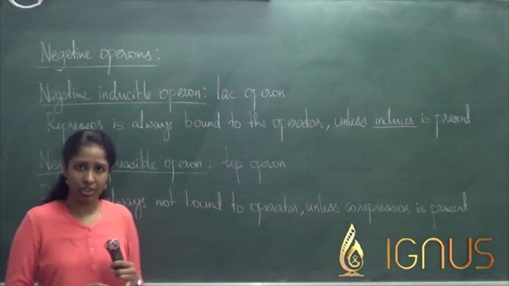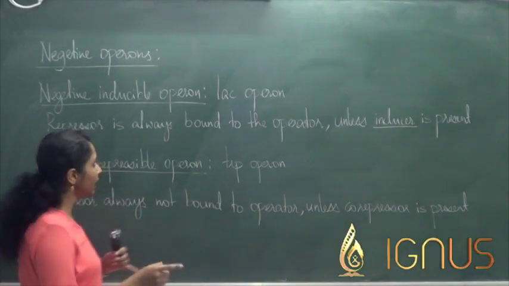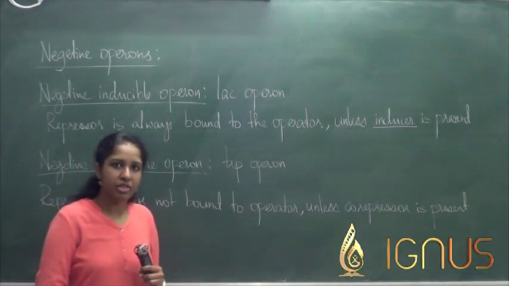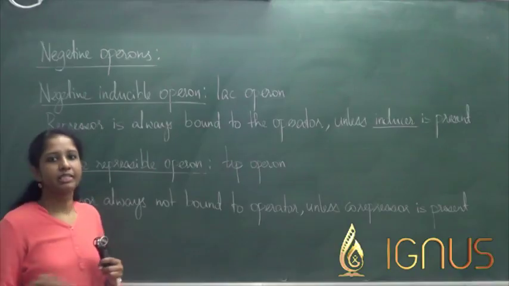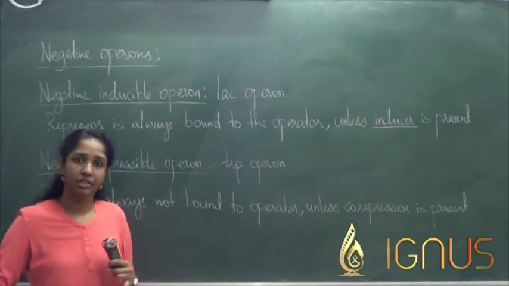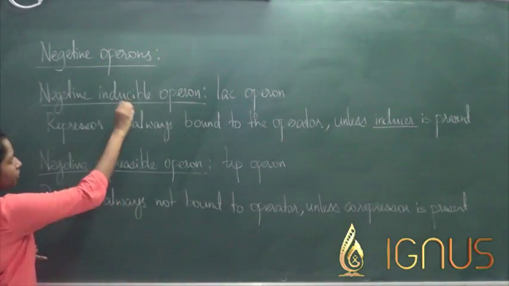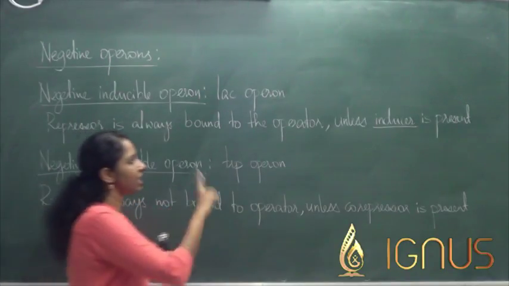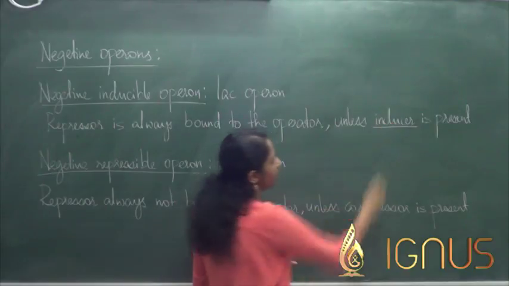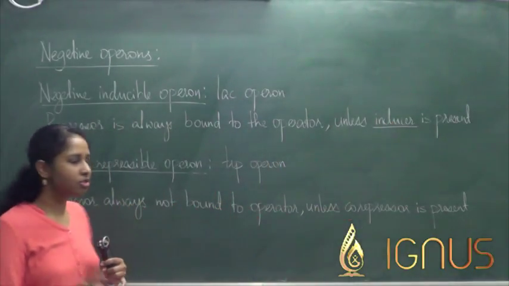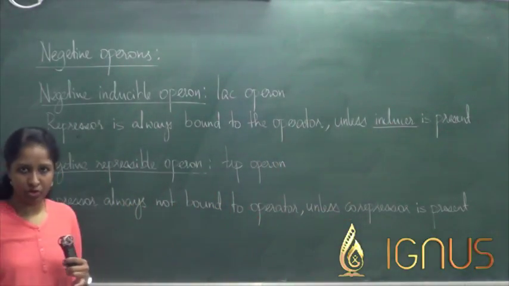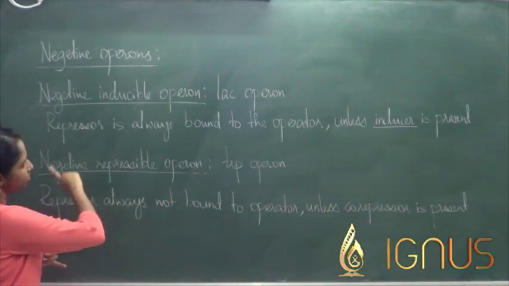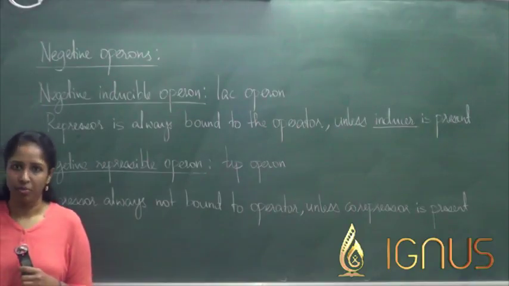So whenever the inducer is present, that is lactose is present, it is going to bind to the repressor and it is going to stop the repressor from binding to the operator, then the transcription will take place. So negative inducible operon, repressor is always bound to the operator unless and until the inducer is present. Whenever the inducer is present, the repressor is not bound to the operator. If the inducer is not present, the repressor is always bound to the operator.